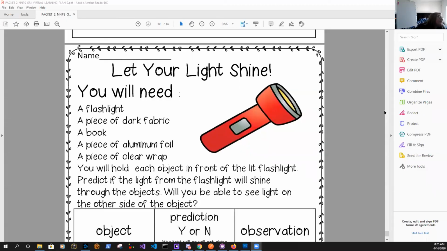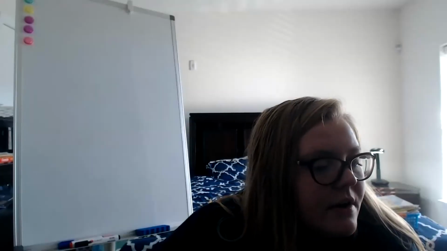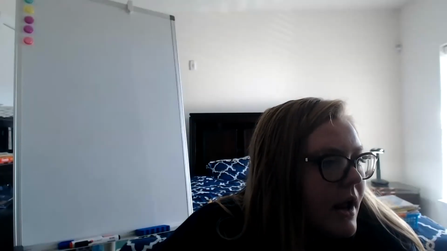Your page in your packet looks like this. It says, let your light shine. You will need a flashlight, a piece of dark fabric, a book, a piece of aluminum foil, a piece of clear wrap. You will hold each object in front of the lit flashlight. Predict if the light from the flashlight will shine through the objects. Will you be able to see light on the other side of the object? Let me just double check something really quick. I want to make sure that I'm not doing the wrong activity.